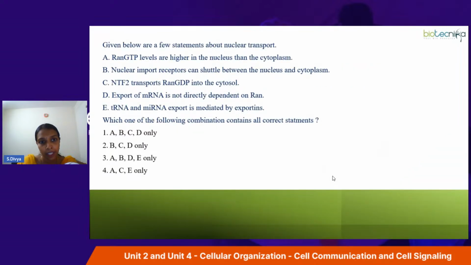Next. Now this is based upon nuclear transport. RAN GTP levels are higher in the nucleus than cytoplasm. Import receptors can shuttle between nucleus and cytoplasm. NTF2 transports RAN GDP into the cytosol. Export of mRNA is not directly dependent on RAN. tRNA and microRNA export is mediated by exportins. Again, here you have to find out the correct set of statements.